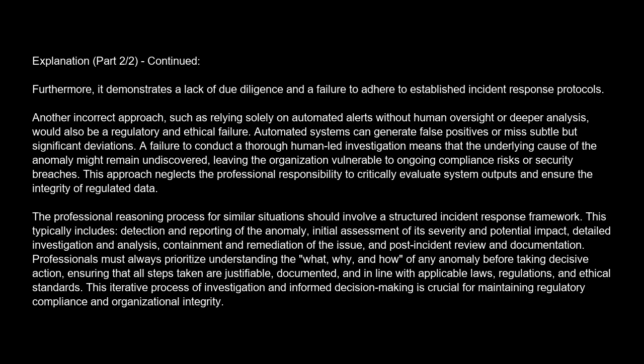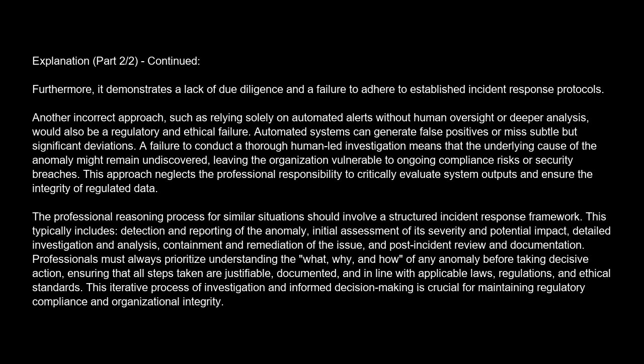Failure to conduct a thorough human-led investigation means that the underlying cause of the anomaly might remain undiscovered, leaving the organization vulnerable to ongoing compliance risks or security breaches. This approach neglects the professional responsibility to critically evaluate system outputs and ensure the integrity of regulated data.